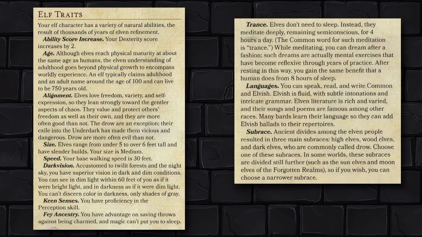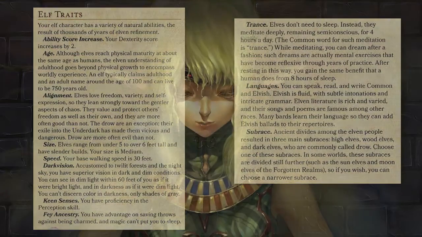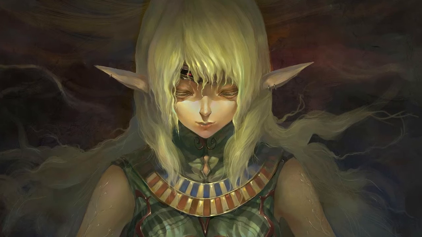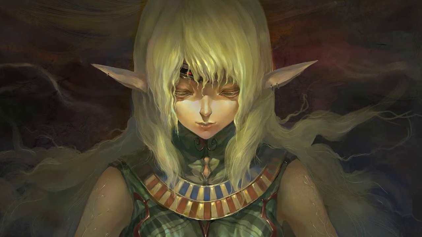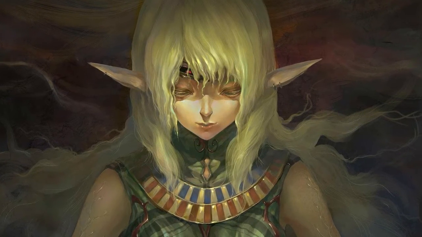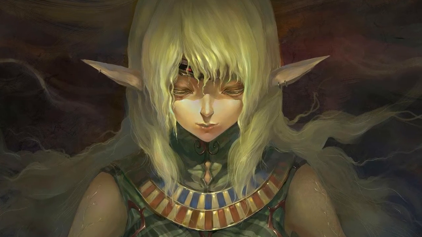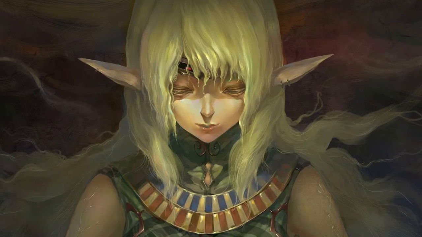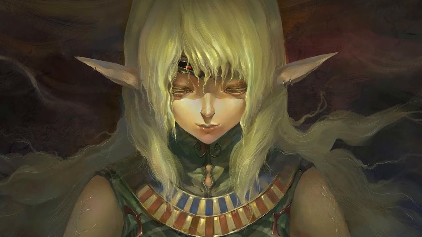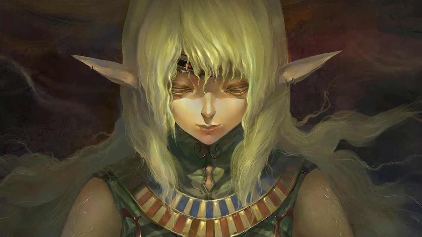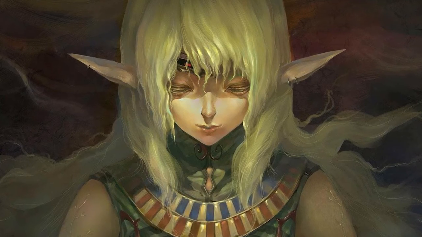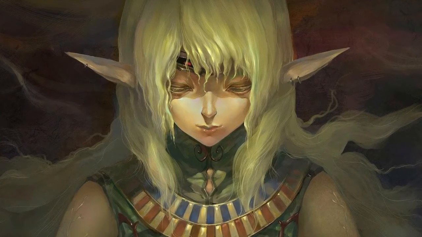Trance. Elves don't need to sleep. Yes, they don't even need to sleep. So obviously, they're more advanced than other people. Instead, they meditate deeply, remaining semi-conscious for 4 hours. Now, there are a few ways to interpret this, but basically the idea is that you can get a long rest for only 4 hours instead of 8 or more. So you can spend the rest of the time doing something else, or just being cool and telling your party how you can look out while everybody else is resting, which is kind of fun.